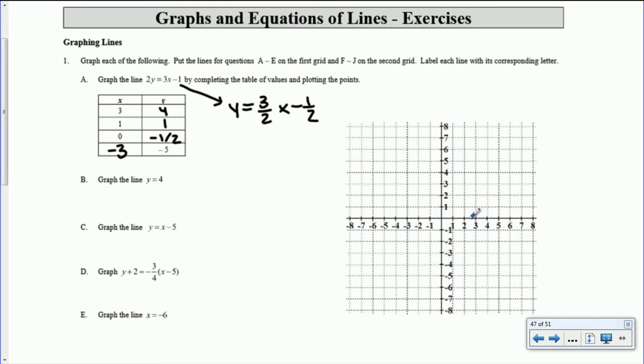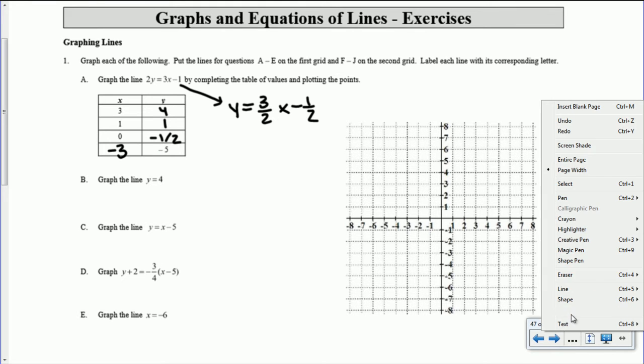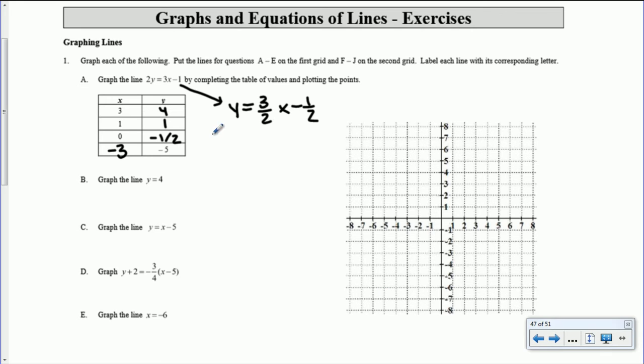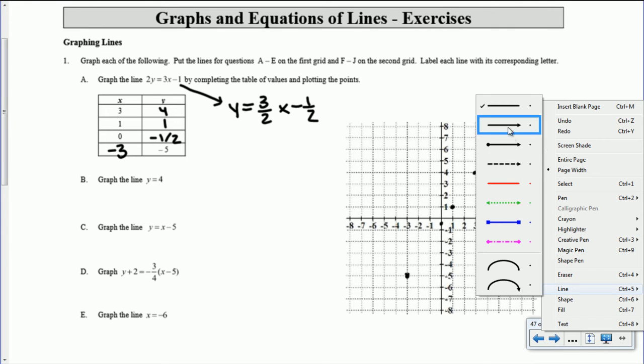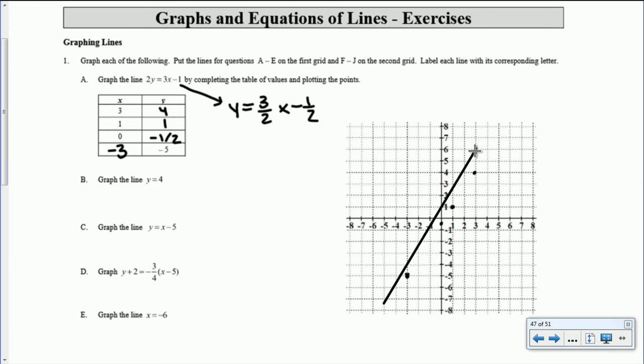Okay, so now we can graph it. So I guess we'll have to plot a few points here. So 3, 4 goes there, 1, 1 goes there, 0, minus a half goes there roughly, and minus 3, minus 5 is there. So connect the dots. We've got a line. We'll try to. Okay, and that's about right. So that would be A in both directions.